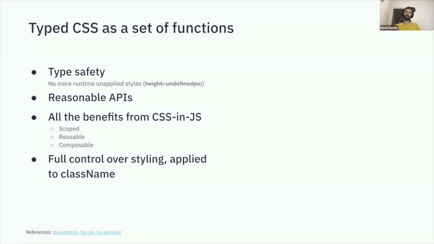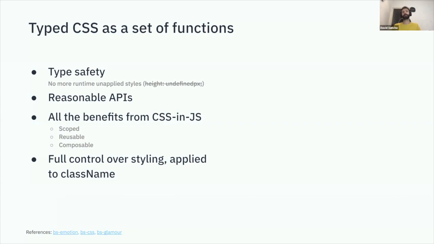So, typed CSS through functions. This is, let's say, the Reason way. So you have type safety, so no more runtime errors when applying styles. I think it's not as famous as the type error, but the height and the thin pixels, I think I saw it very often with any solution in JavaScript. You get reasonable APIs.